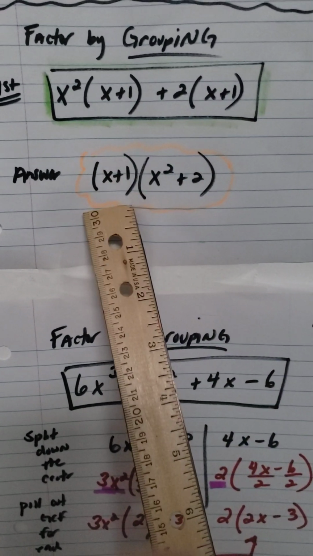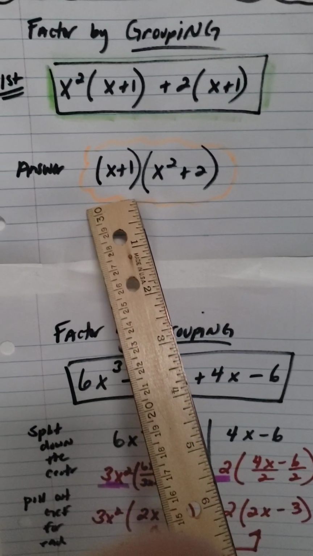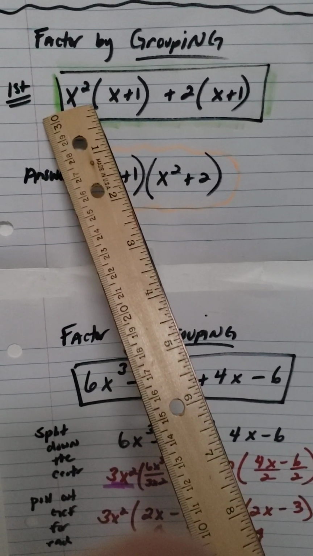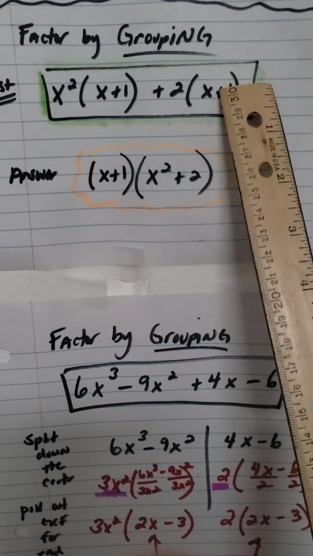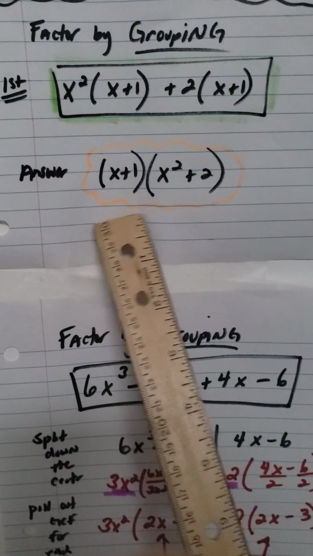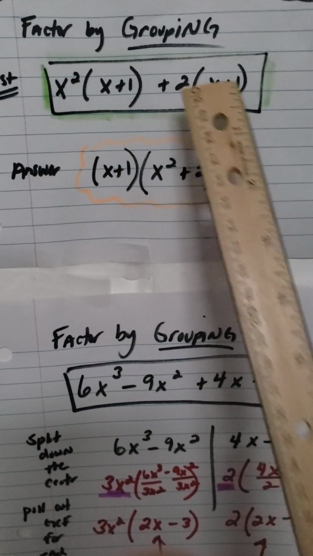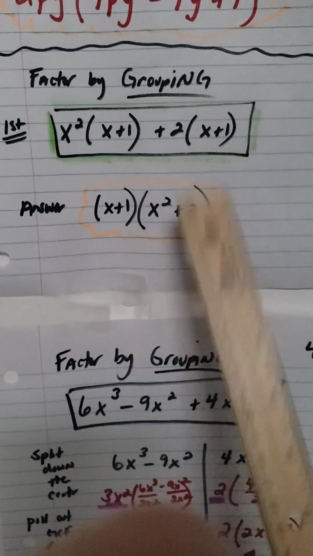That's what you pull out, okay? And then what's left over is literally what's left over. X squared plus 2, that's what's left over, okay? So this is going to be the first part, and then x squared plus 2 is the second one, okay? It's called factor by grouping.